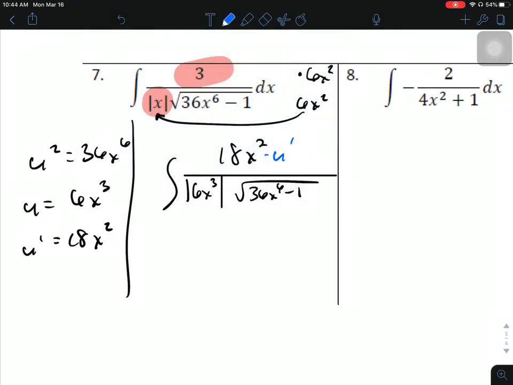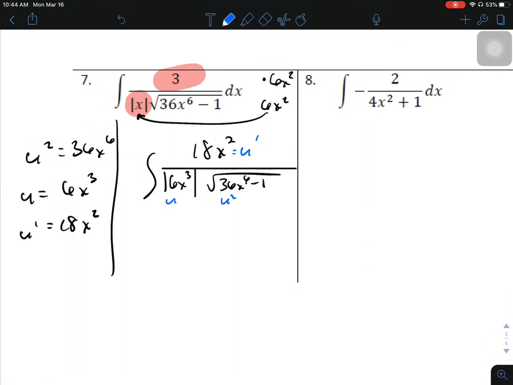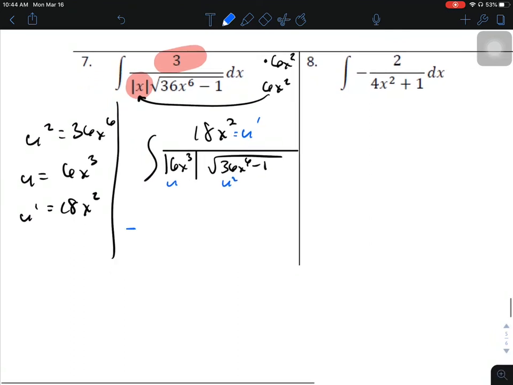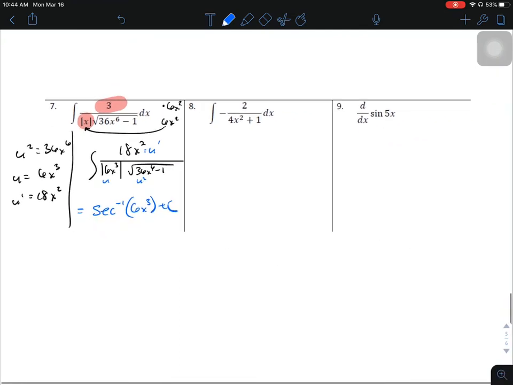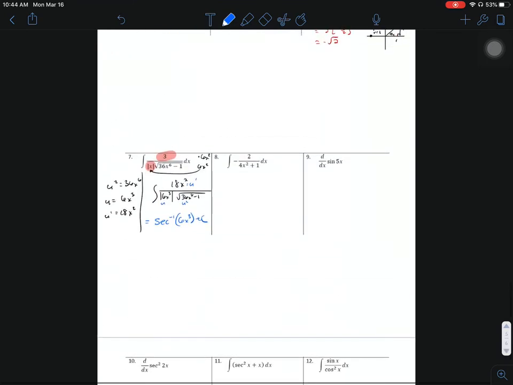This is u prime, not squared. This is u and this is u squared. The trig function that this matches is secant inverse. Our u in this case is 6x cubed plus your arbitrary constant. I don't think that the AP test is going to be plastered with these types of problems. Could be one or two, and we'd like to be prepared when those one or two happen. We got quite a bit more.